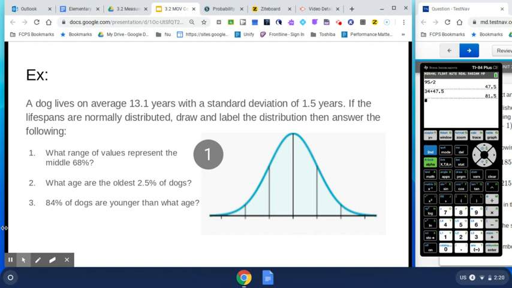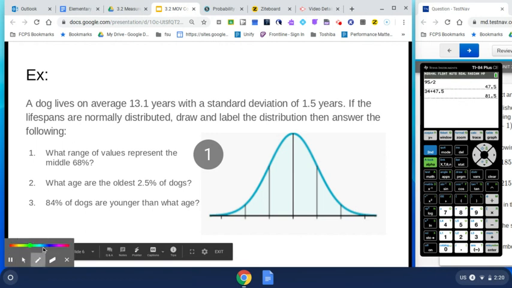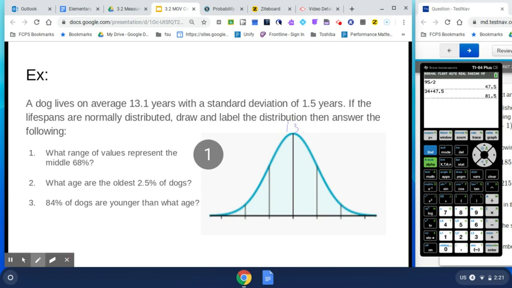So the average, the mean, is 13.1. So I'm going to put that value in the center. And we're going to add standard deviations to the right and subtract standard deviations to the left. So we're adding 1.5, which is our standard deviation, to that 13.1. So I would get 14.6. If I add it on again, that's going to be 16.1. And adding it on again, I'm going to get 17.6.